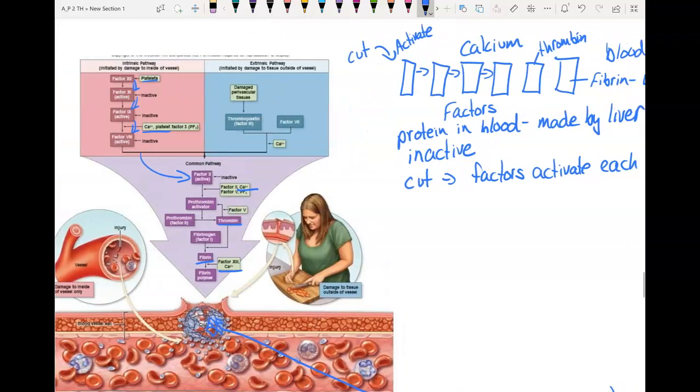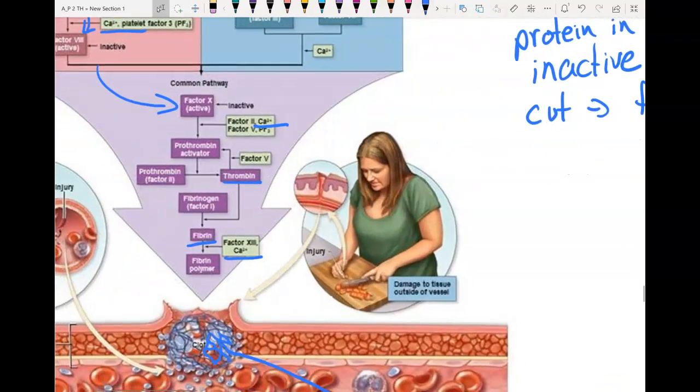So you get through all your factors. You have prothrombin activated to thrombin. So its name is prothrombin when it's inactive. Its name is thrombin once it's been activated. So you can think of it like when the domino is standing up, it is prothrombin. And then when the domino falls down, it is thrombin.